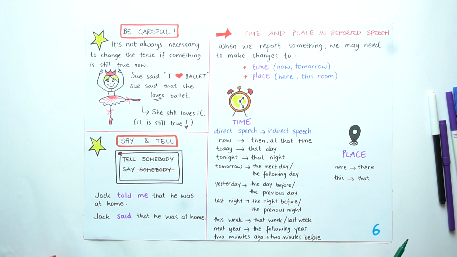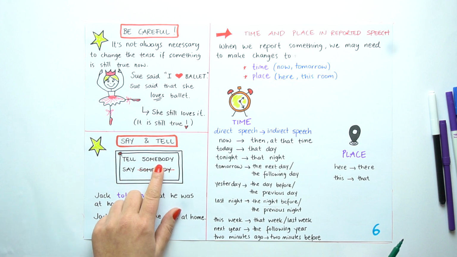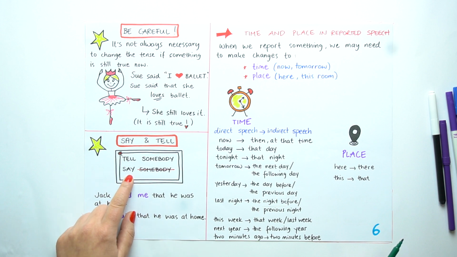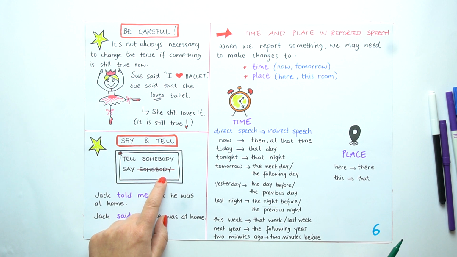And in reported sentences, we mostly use say and tell, okay? This is very important. If you use tell or told, we need to have a pronoun here. Jack told me that he was at home. Jack said that he was at home. So if you are using say, there's no pronoun here. But if you have to use a pronoun, then you have to use it with to, all right? So he said to me that he was at home. We'll be practicing this later, all right?